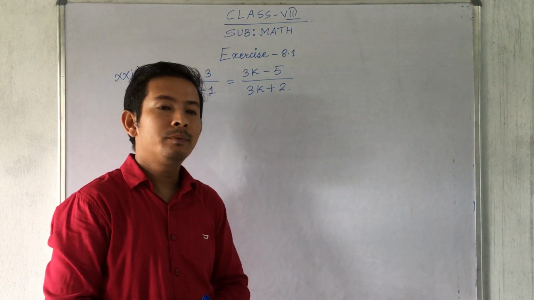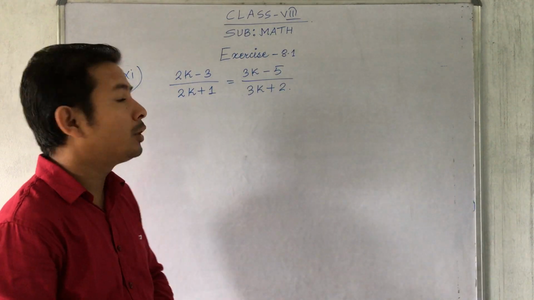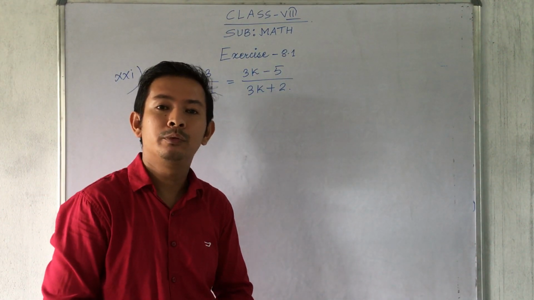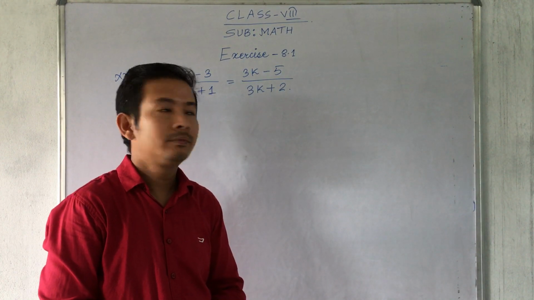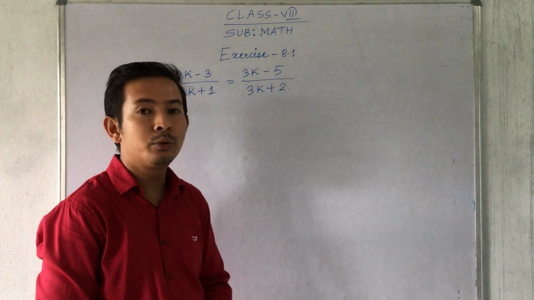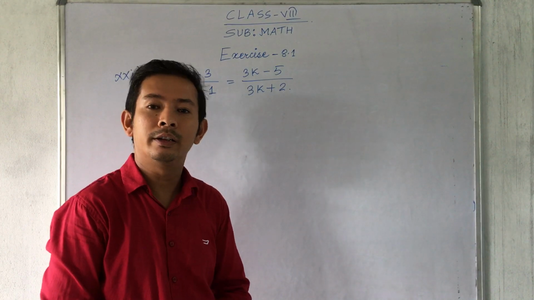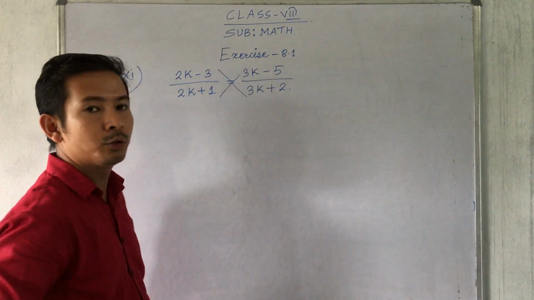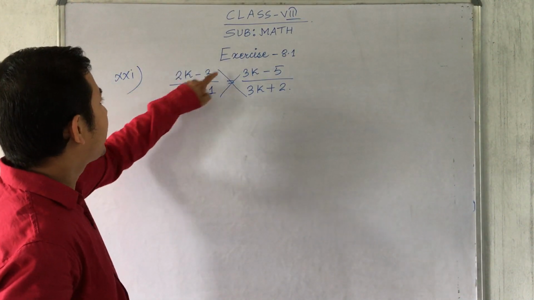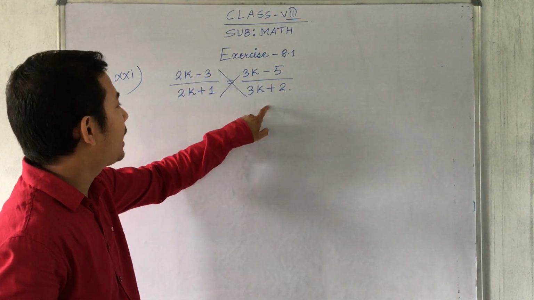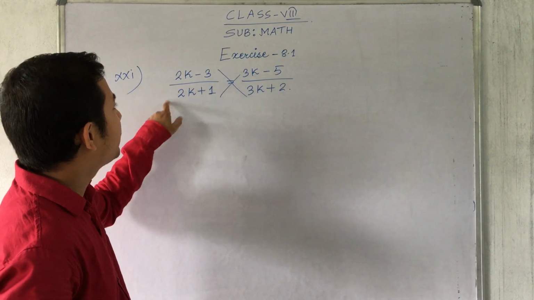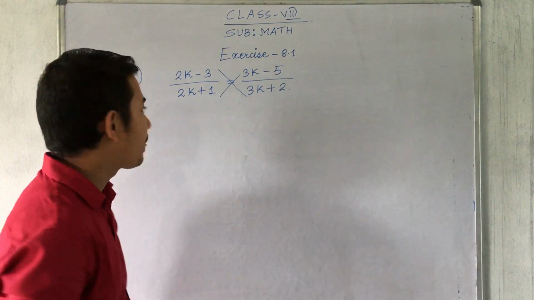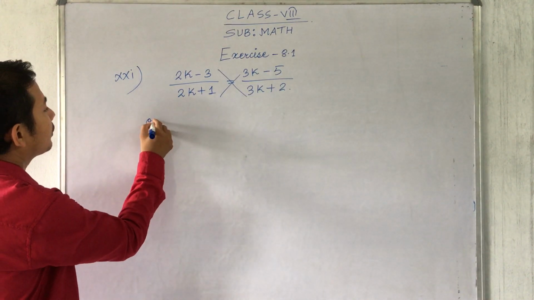What I told you that time, if you get this kind of problem, what we have to do is the cross multiplication. Understood? This way. This is the way to do cross multiplication. This numerator and this denominator we have to multiply, and from this side, this denominator and this numerator we have to multiply. Understood? How?